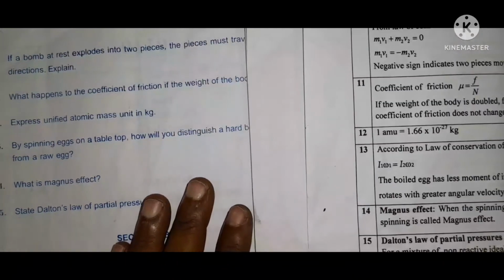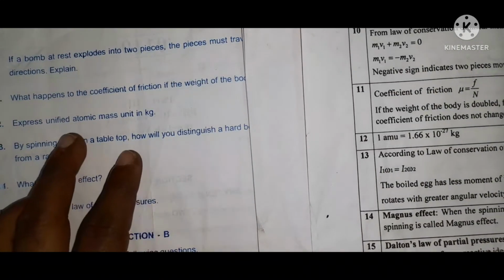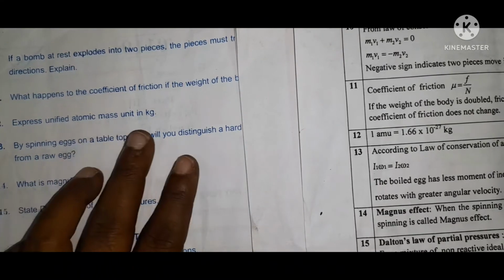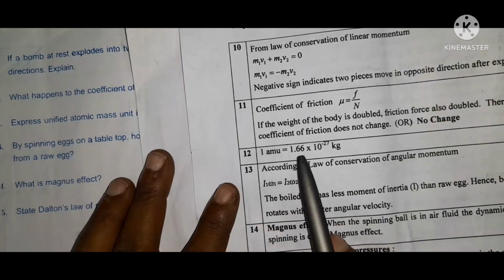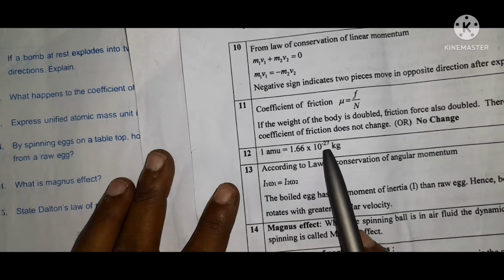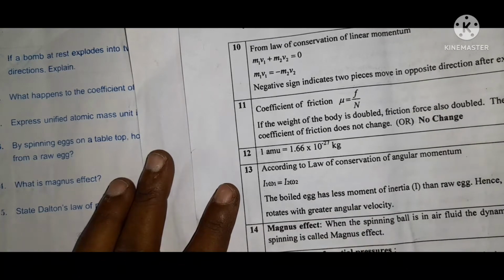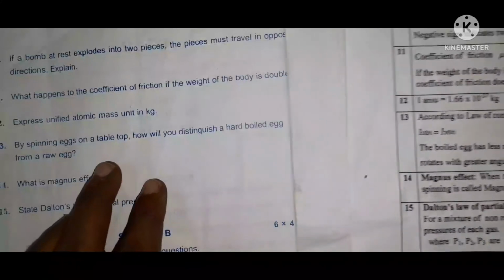Next will be question number 12. Express the unified atomic mass unit in kg. This is a direct question. 1 AMU is equal to 1.66 into 10 power minus 27 kg. 2 marks, direct question.